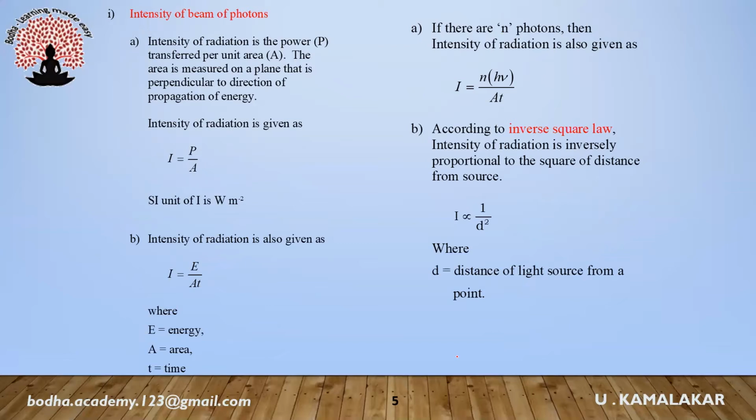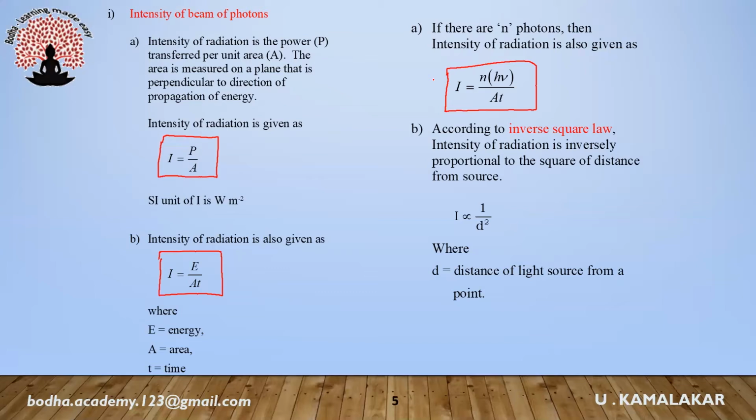Intensity of radiation is power transferred per unit area. The area is measured in a plane that is perpendicular to the direction of propagation of energy. That is, intensity of radiation is given as power by area. Hence, its SI unit is watt per square meter. The intensity of radiation is also expressed as I = E by AT, where E is energy, A is area, T is time. If there are n photons, then intensity of radiation is given as I = nhν by AT.